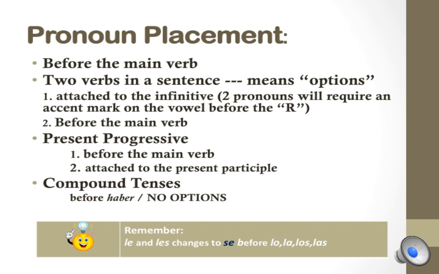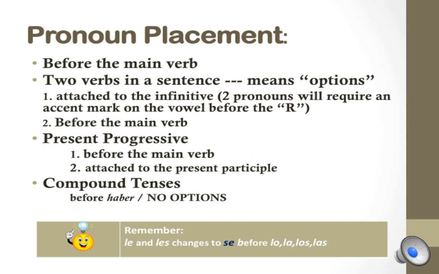When two pronouns are attached to an infinitive, you must add an accent mark before the R of the infinitive. So it would be either an á, an é, or an í. Also, in your present progressive constructions, you can place it before estar or attached to the participle. Yo le estoy enseñando or yo estoy enseñándoles, for example.